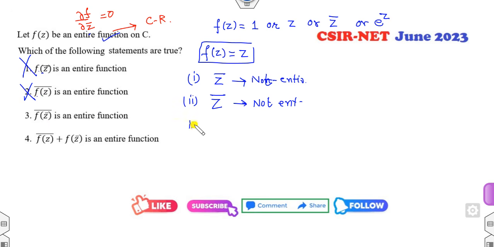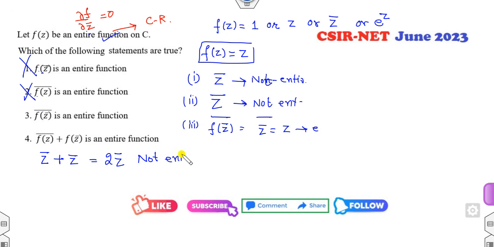f of z bar, what is it? It's z bar. This is my z, this is my entire, but we can't say it is the correct option. Look at the last option. This is my z bar, which is 2 times z bar. Again, you can see it is my not entire function because the derivative of this is my 2, which is non-zero. So the only one left behind is my C, the correct answer.